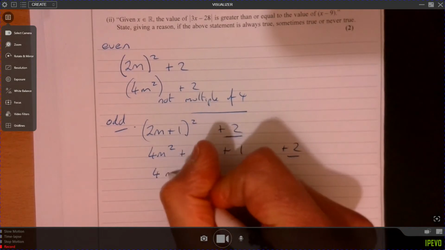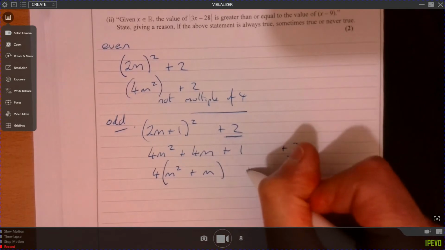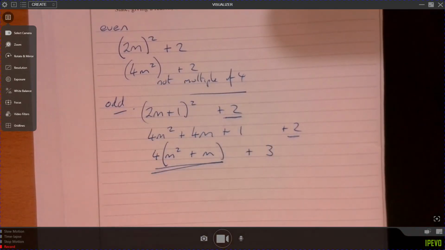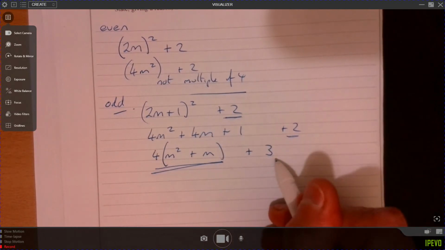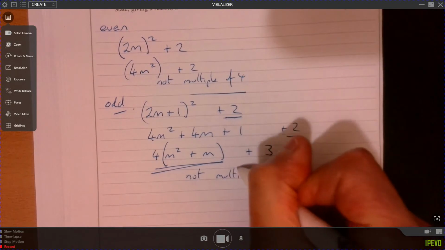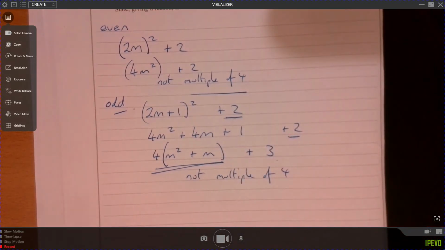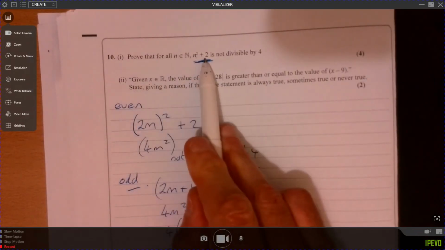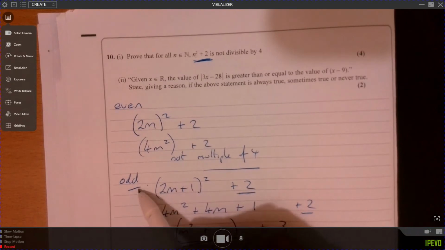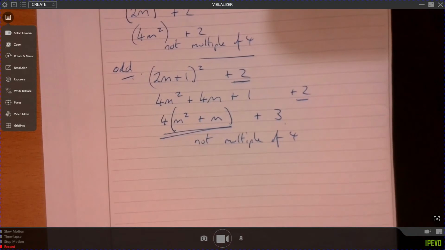And what I'm just going to show you is I can take a factor of 4 there and plus 3. So this is a multiple of 4, add 3. So it's not a multiple of 4. There we go, just jot that down there. So therefore, that's proof, because we've considered even and odd. So that's part I. Now the second part.